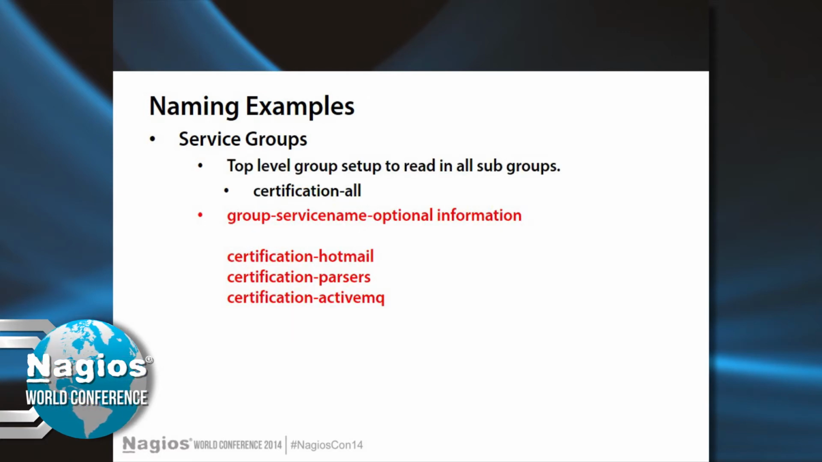Some more naming examples of service groups. So in our organization, we have sub-service groups that are members of bigger service groups. Our top-level service groups, we just do the name of the group-all. And then they can go in and create smaller service groups that are a member of Certification All. So when you go to the Certification All service group, it shows everything under the subgroups as well.